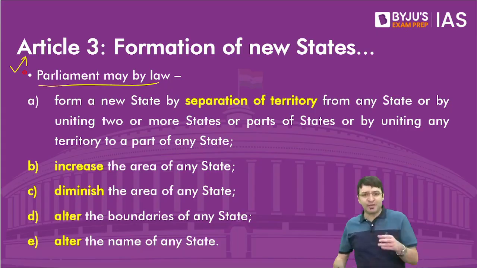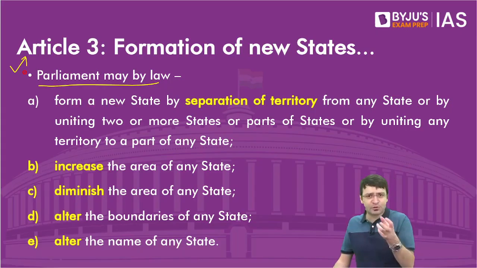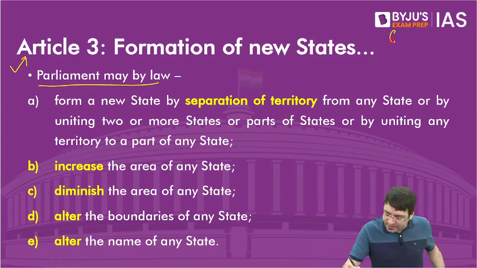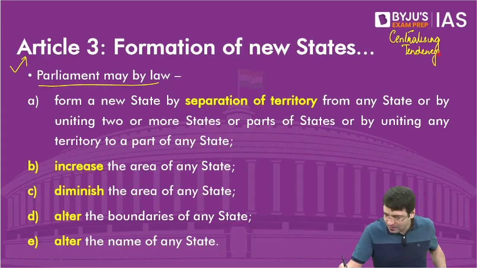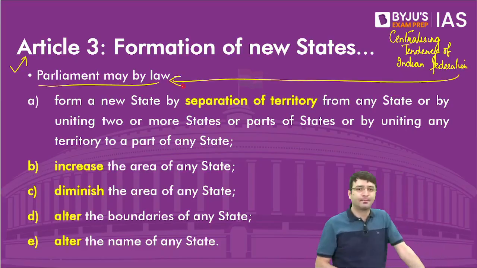And I told you that we will keep this topic open, unitary versus federal. We will keep this topic open. We will revisit this topic, and now we are revisiting this. One centralizing tendency of Indian federalism is Article 3 of the Constitution.